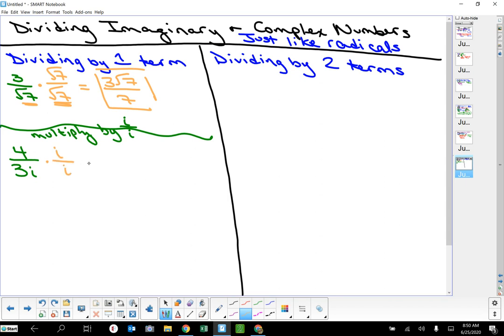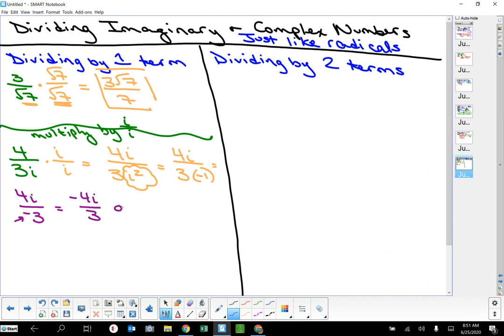And we know that if we multiply one i by another, we get an i squared. Well, what does i squared equal? Well, that equals -1. So this is really 4i over 3 times -1, which is 4i over -3. And we know we can't leave this negative in the denominator, so this becomes -4i over 3, or 4i over -3... either one of these would be an acceptable way to write your answer, okay?